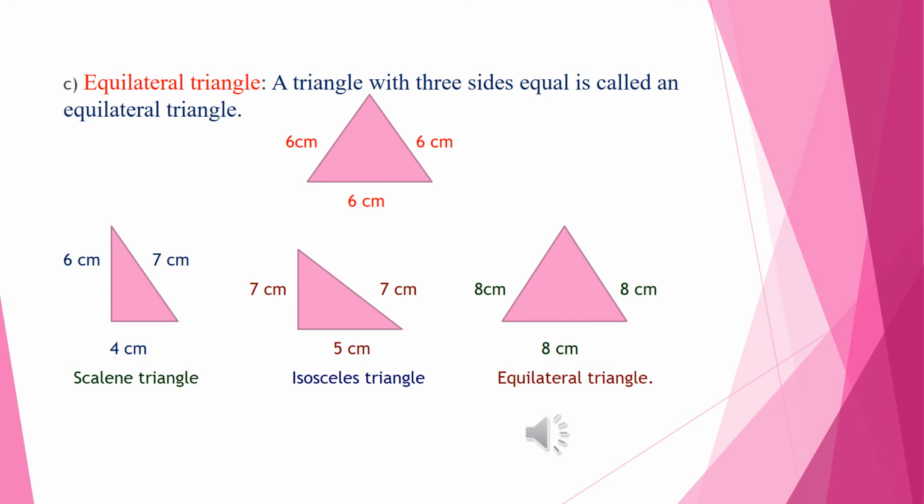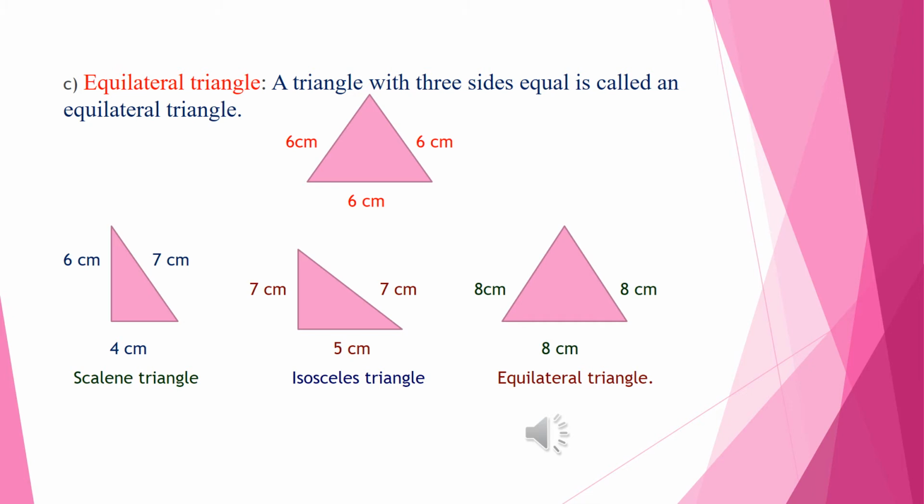Dear children, now let us see what is an equilateral triangle. A triangle with three sides equal is called an equilateral triangle. Here in this example, all the sides are 6 centimeters. So this triangle, since it has all three sides equal, is called an equilateral triangle.